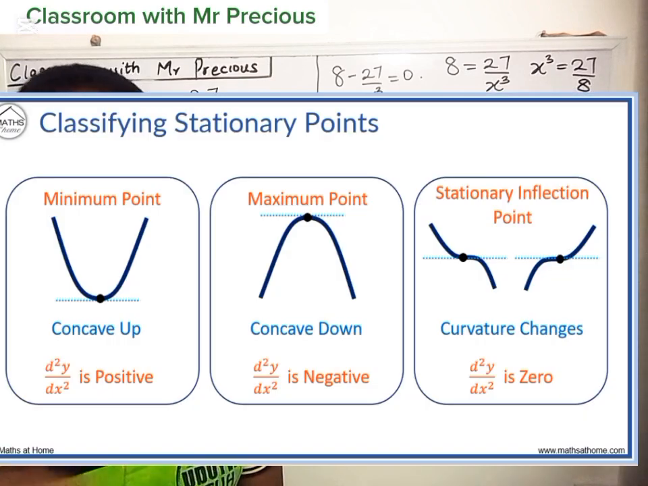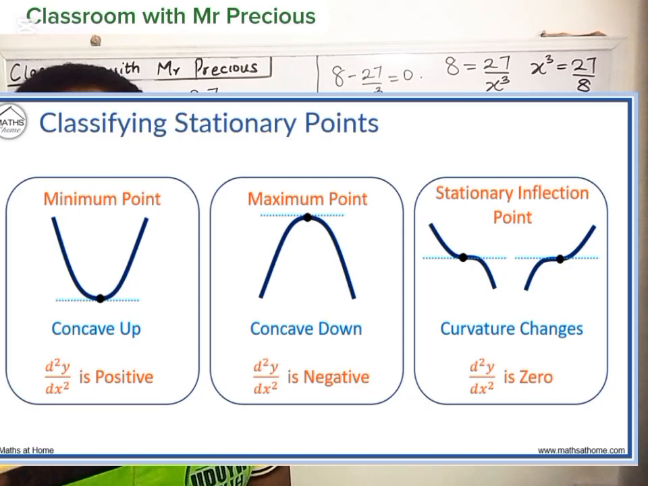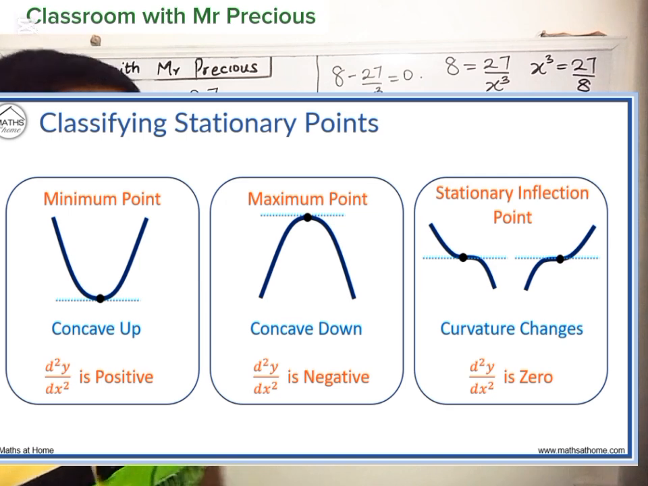When you get it, if it's positive, it is called the local minimum. That's the nature of the point. If it is negative, then it is called a local maximum. Let's go.